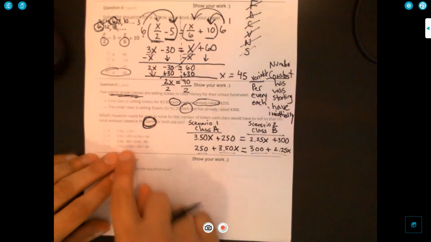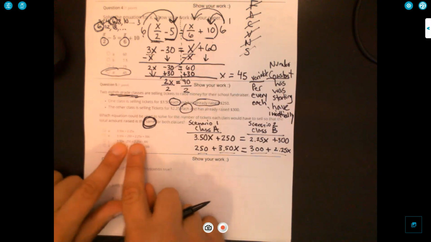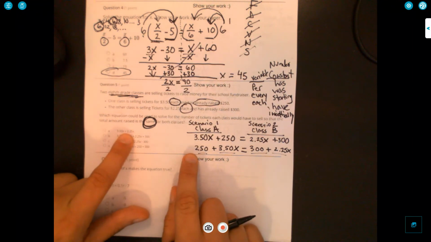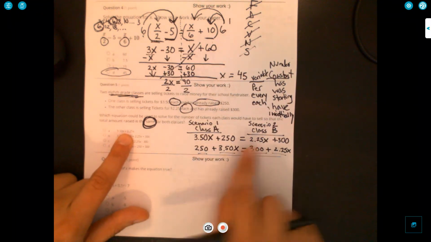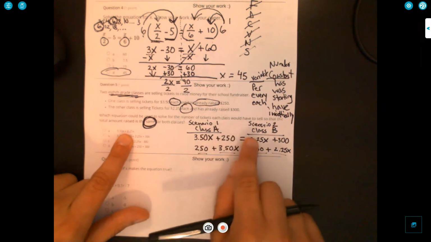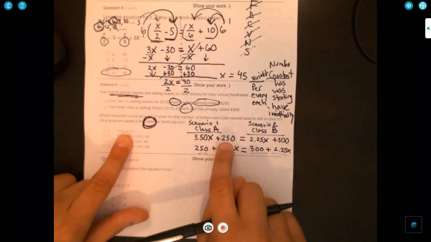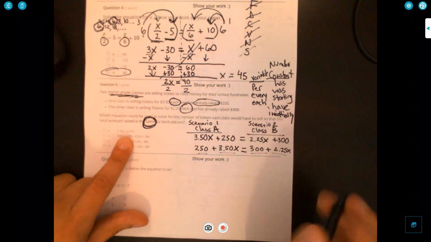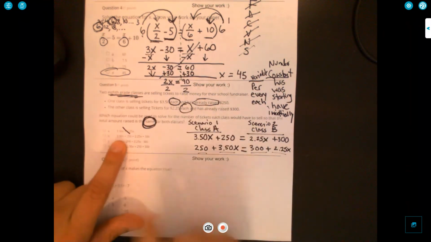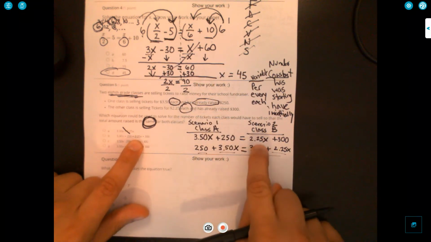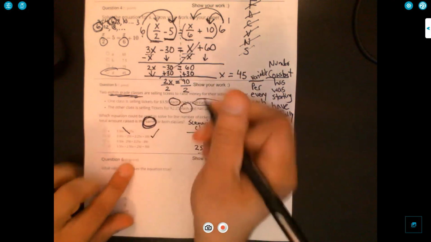All right, so now we just got to look at the answer choices that best match this up. Okay, so 350x is equal to 225x. Well, it's true that they're on opposite sides. However, this equation is not including the constants of 250 and 300. So that can't be it. All right, 350x plus 250. Okay, that looks good so far. Equals 225x plus 300. Ooh, this one looks good so far.